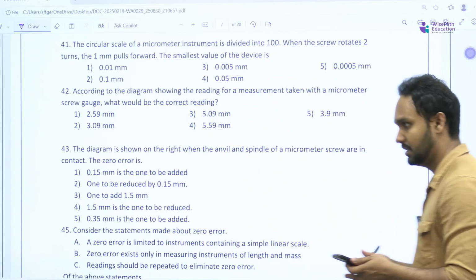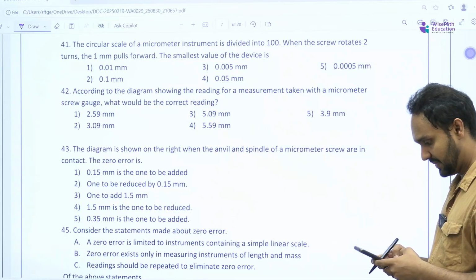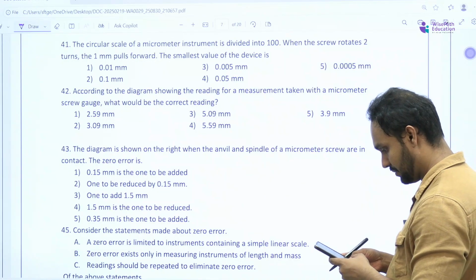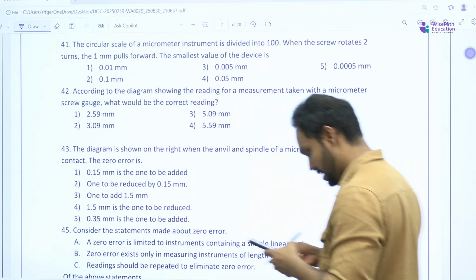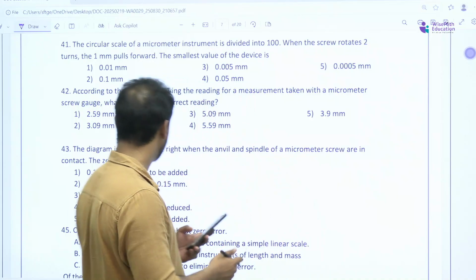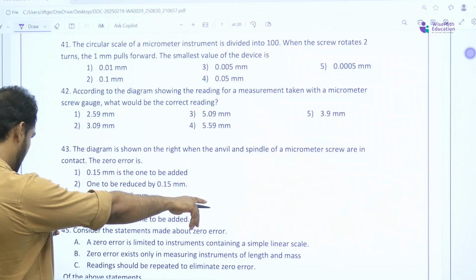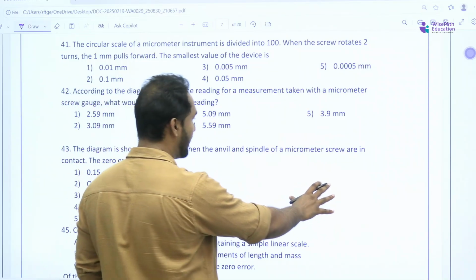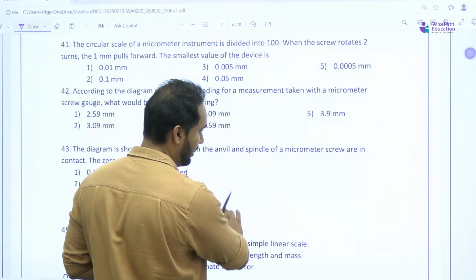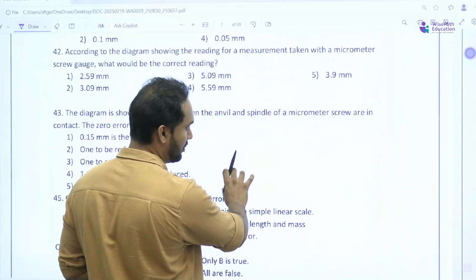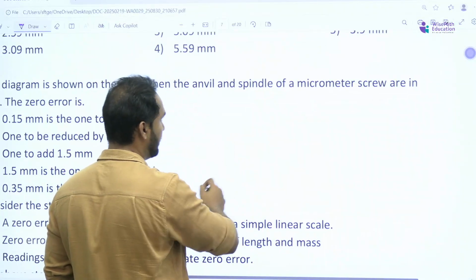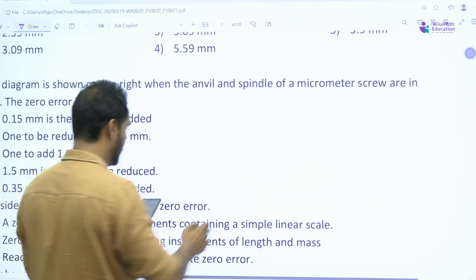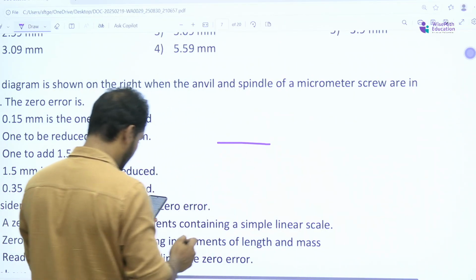Right. So this is the diagram. 41, 42. Right. Now this is the diagram. I'm going to draw it here. It has another diagram there. I'm going to draw the 2 diagrams here because 2 diagrams are there. So I'm going to draw one here and the next one here. So this is the diagram for question number 42, and it's a micrometer screw gauge reading.